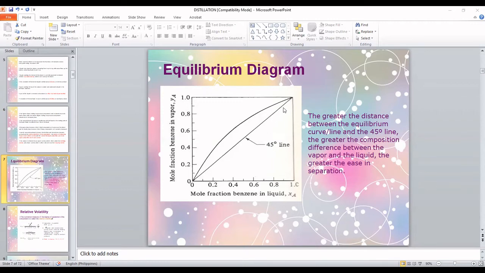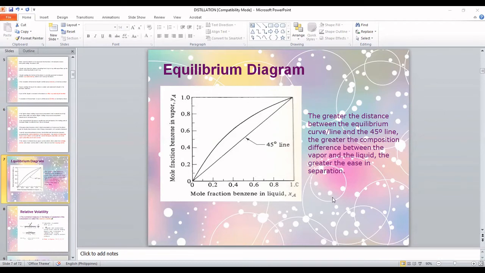Now, the 45-degree line is just written there because that's where our construction lines for the enriching and the stripping section, including our feed line, are going to start. We start drawing these three lines from here. But the original equilibrium diagram would only be this curve that you see.